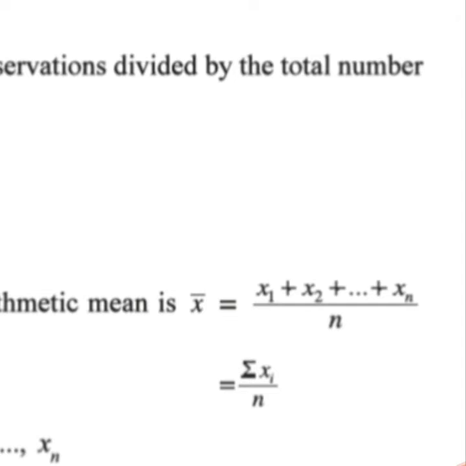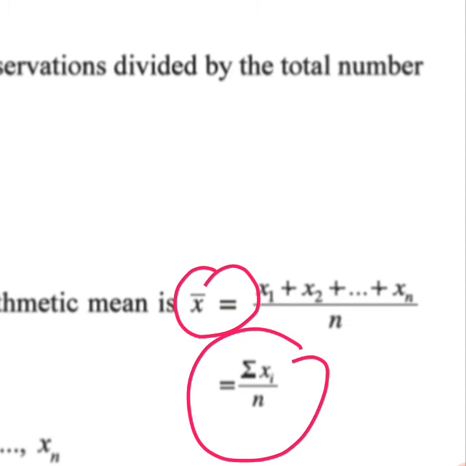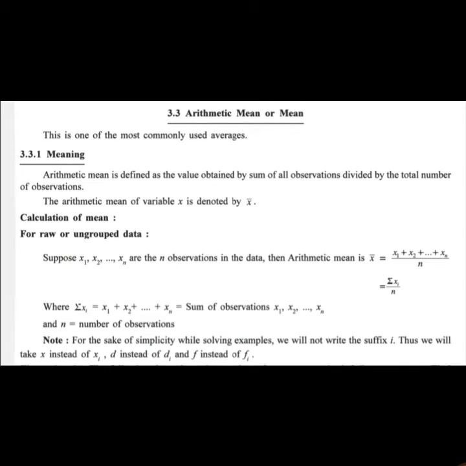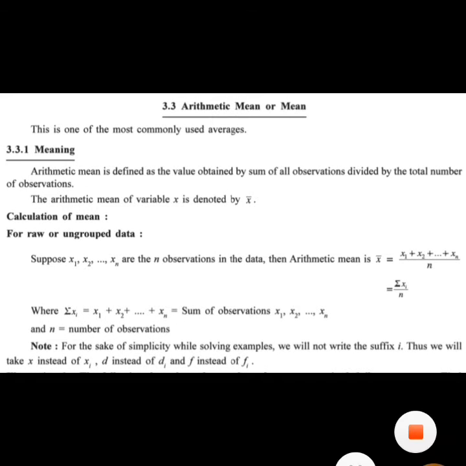So while we talk about the formula for arithmetic mean, this is the basic formula. Your x bar, the symbol of arithmetic mean, has the formula sigma xi upon n. Now what do we mean by sigma xi? Sigma xi is the total of all the observations. And what is n? n is the total number of observations. That is how arithmetic mean is defined, right? So that is what arithmetic mean is all about.